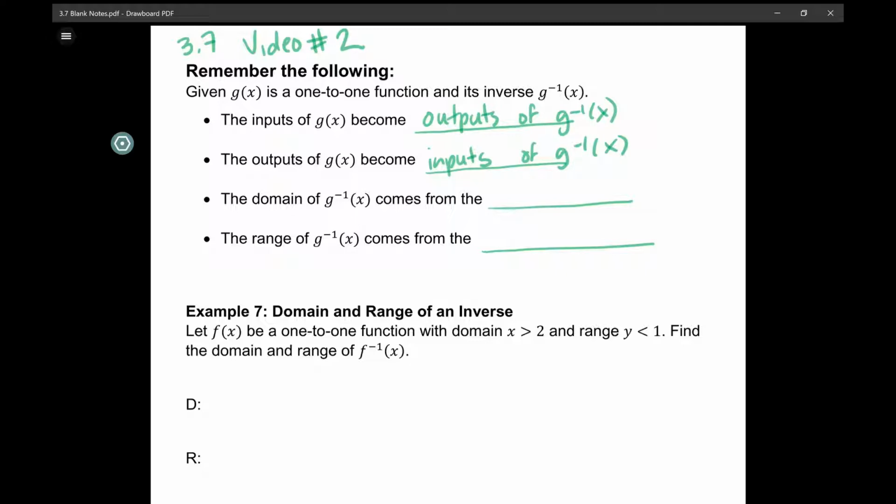So the domain of g inverse of x, so the inputs for g inverse of x, come from the range of g of x. And the range of g inverse of x comes from the domain of g of x.